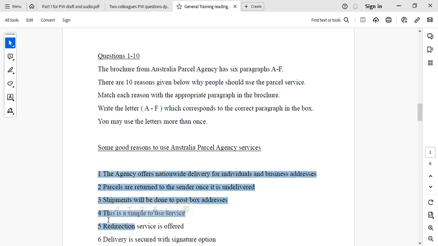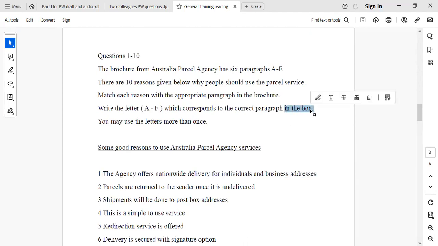Fine. Now what do I have to do? Match each reason with the appropriate paragraph in the brochure. That's it, you have to match it. Now you need to find the reason. Where is the reason given in paragraphs A to F? Write the letter A to F which corresponds to the correct paragraph in the box. Box means the OMR, or it will have boxes. Against the question number, for example, against question number 1, you have to write the respective letter A to F. Clear with the instruction? All right. You may use the letters more than once. Very, very important, people. That means one letter can be repeated multiple times. It could appear 3 times, maybe 4 times. Why not? It clearly says you can use it more than once. So one paragraph could have different answers. Perfect.